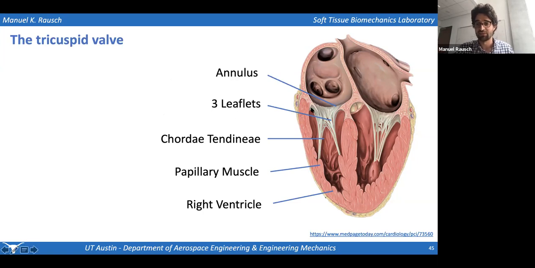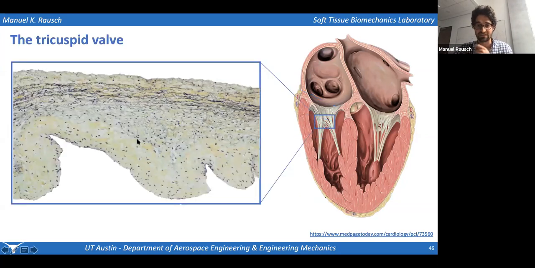It does this through the use of 3 leaflets, and these 3 leaflets essentially coapt and form a seal during systole, which means during the contraction. To prevent the valve from prolapsing, to just flail through, there are these tendinous cords that hold it back, and they attach to the right ventricle through these papillary muscles that you see here. So that's the essential function of the tricuspid valve.